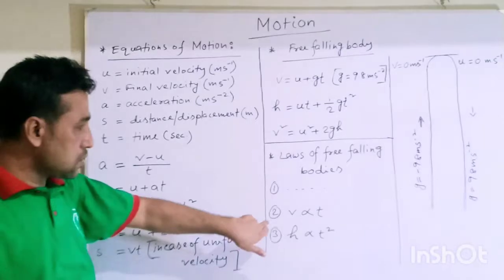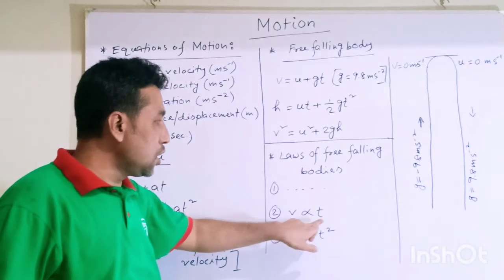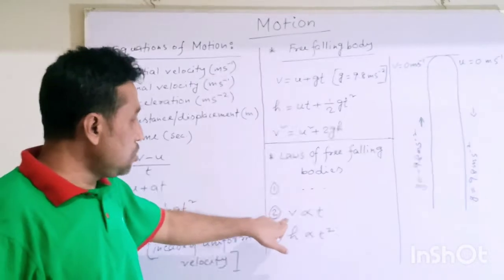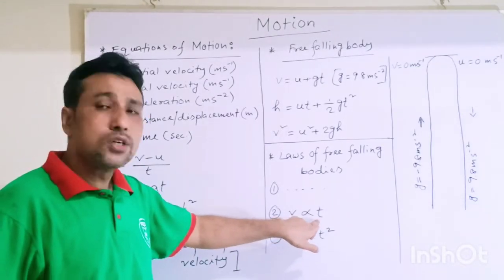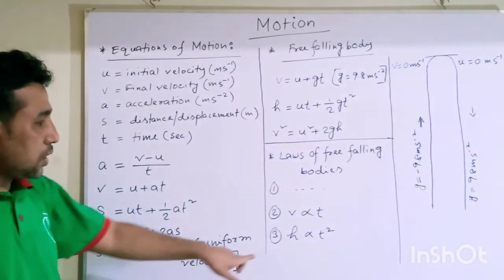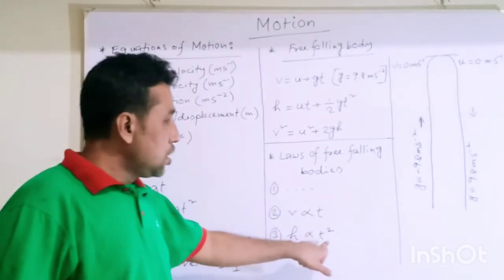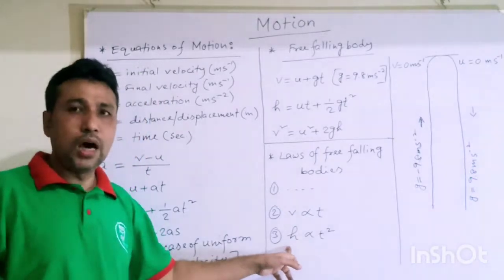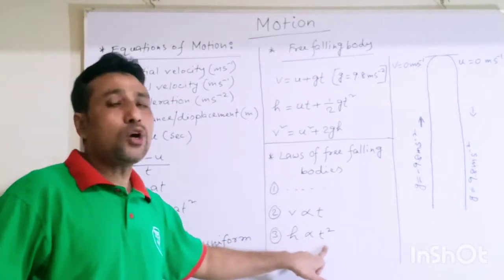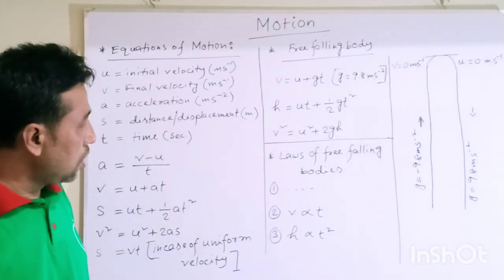Then come to the second law of the free falling body, v proportional to t. It means in case of a free falling body, the velocity is proportional to the time, I mean the time taken by the object. Then the third law of Galileo in case of a free falling body is h proportional to t square. I mean the height traveled by the object will be proportional to the square of the time taken by the object. So these are the 3 laws of free falling body.